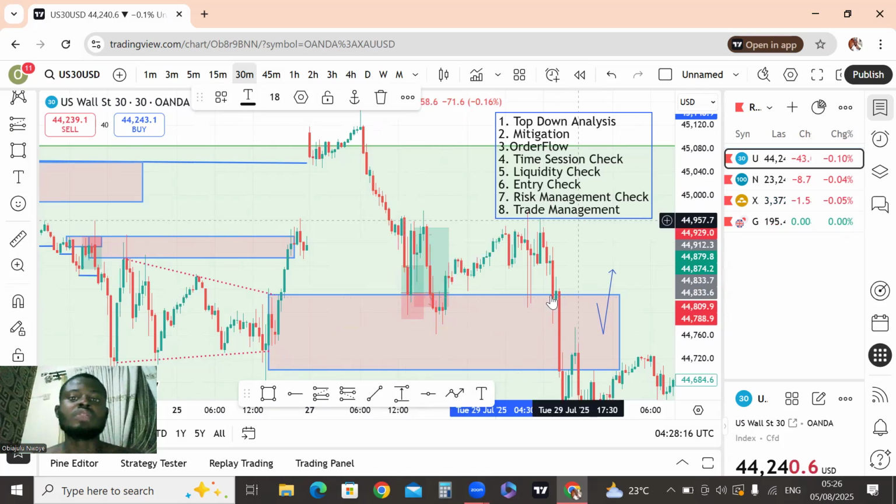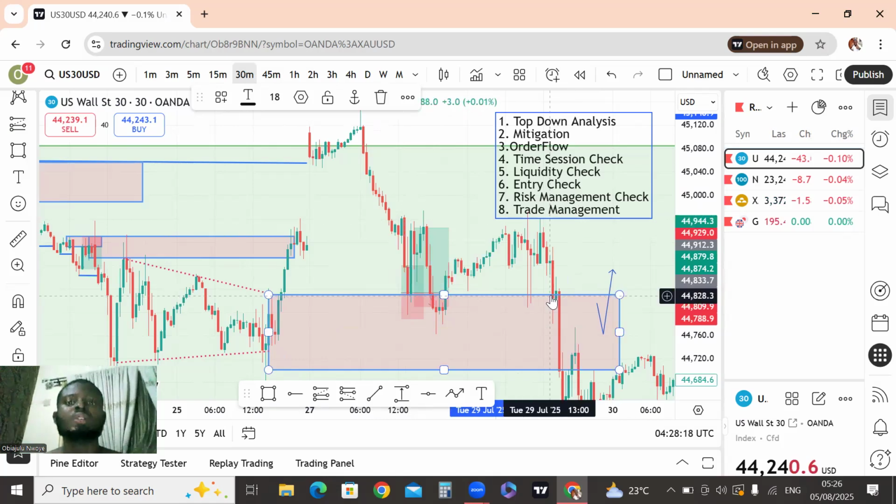In trade management, I check for my SL and my TP. I'll check if there's any high impact news coming. I'll also check if there's any trade barrier that can affect my trade. Then I check my market structure, that's my structural check, if I actually marked up my structure as well.